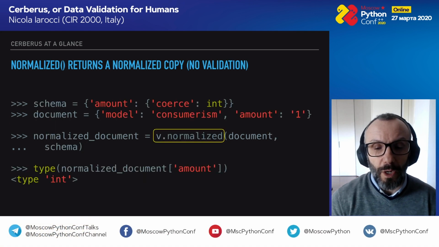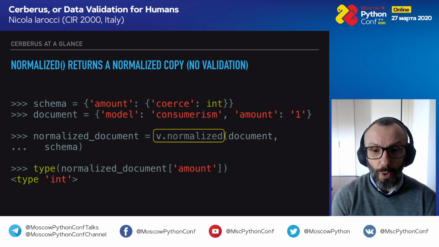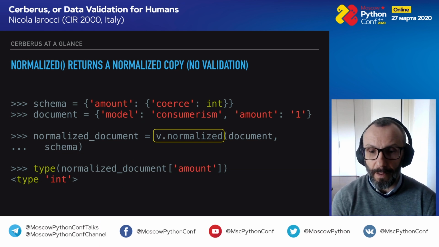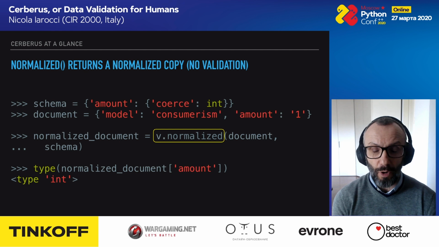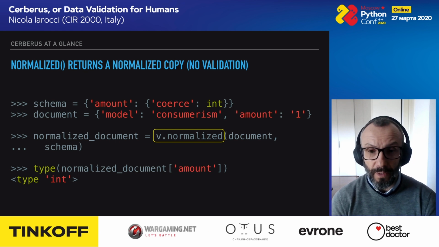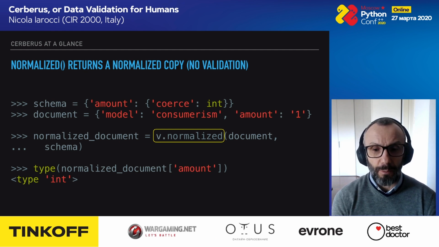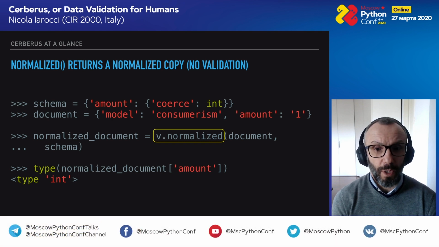Now, many times we also want to transform documents as we validate them. Validation and normalization are two totally different beasts. You normally don't want to mix and match them, but somehow Cerberus allows you to normalize your document, and it is in fact a different step from validation. So here you see that we have this normalized method.